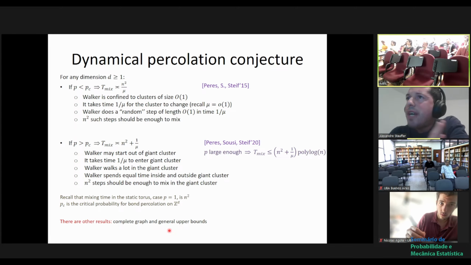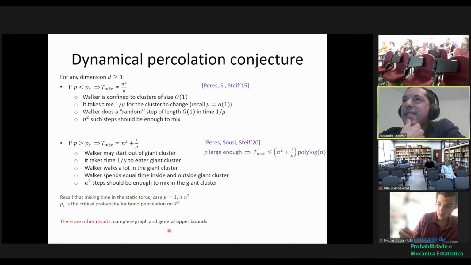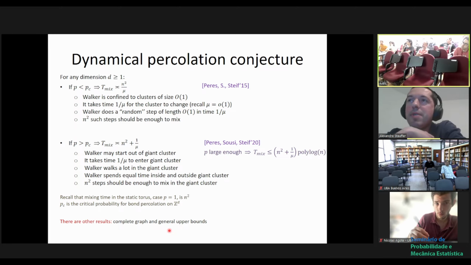So is there any question? Yes, in this result by Peres, Sousi, and Steif, I guess, since you have a polylog, you might start from an arbitrary configuration, right? For the edges. That's right. They can get a kind of quenched result for the environment in this sense. Yeah, you're right. Okay, thank you.